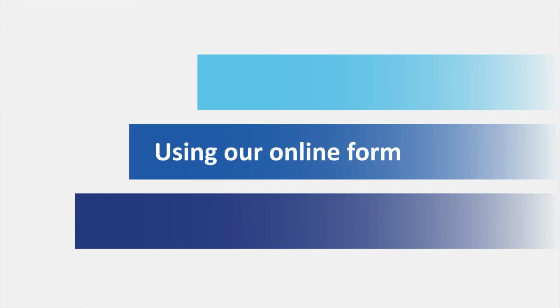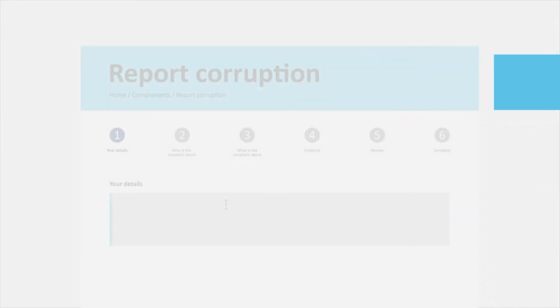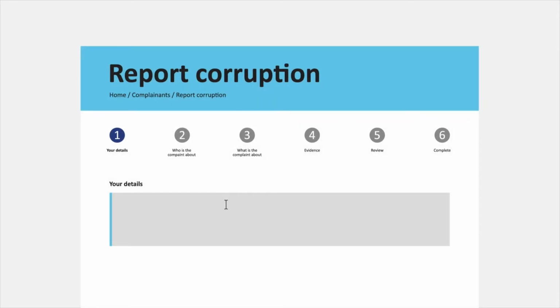Let's look at some key areas of the online complaint form. You'll be asked to provide details about yourself. You don't have to tell us your name, but if you wish to remain anonymous, it is a good idea to use an alias or a de-identified email address. Be aware that an anonymous complaint may be more difficult to investigate.